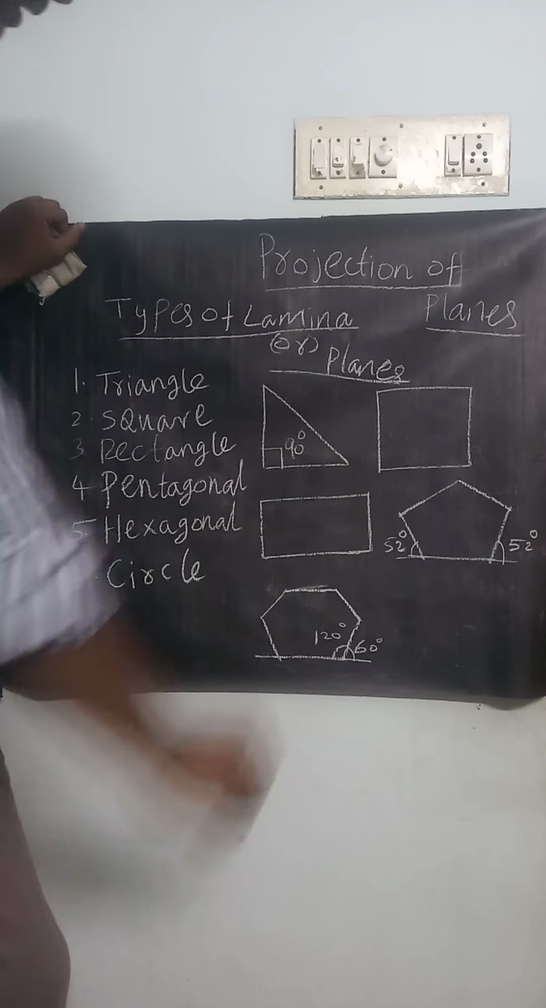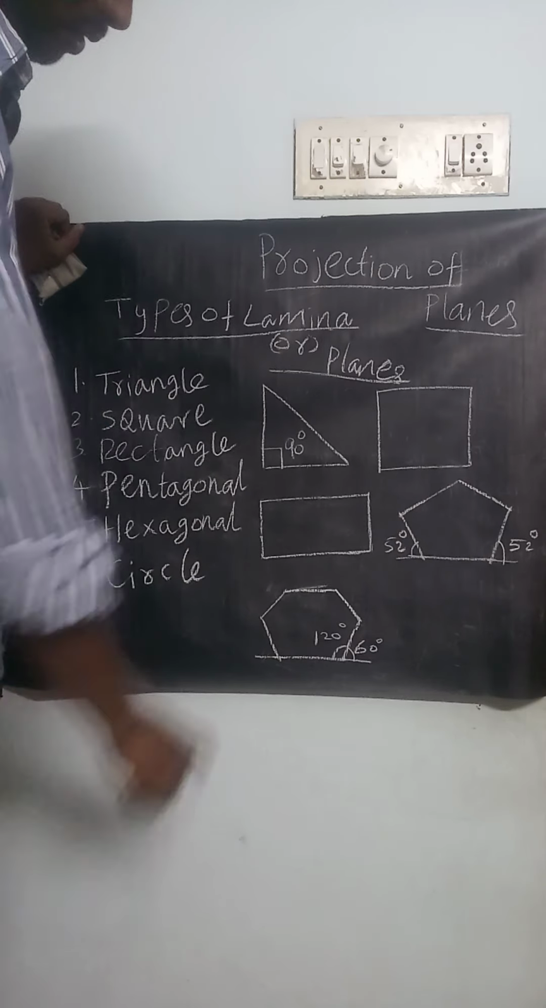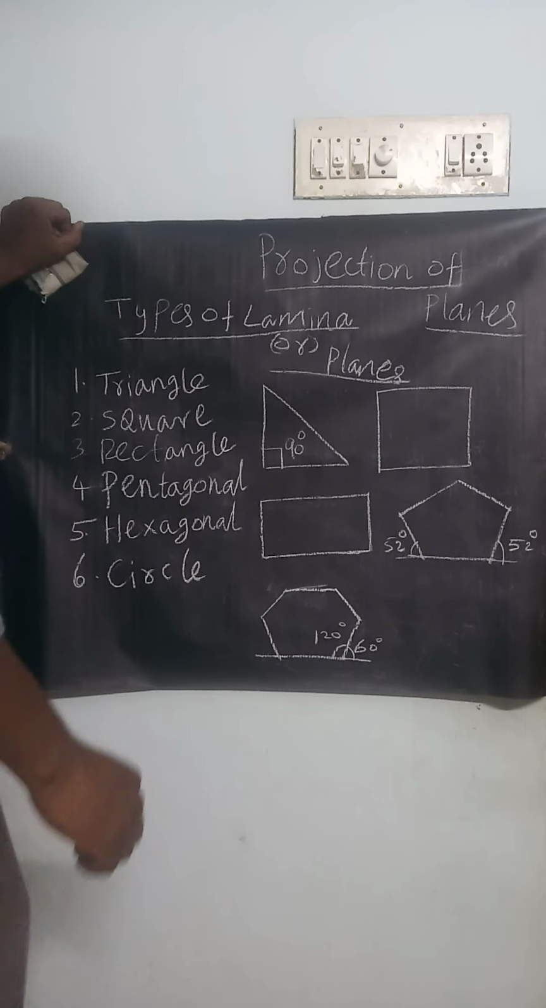Okay, there is a square. And the third one, rectangle. So this is a rectangle. One is a longer edge, another a shorter edge.